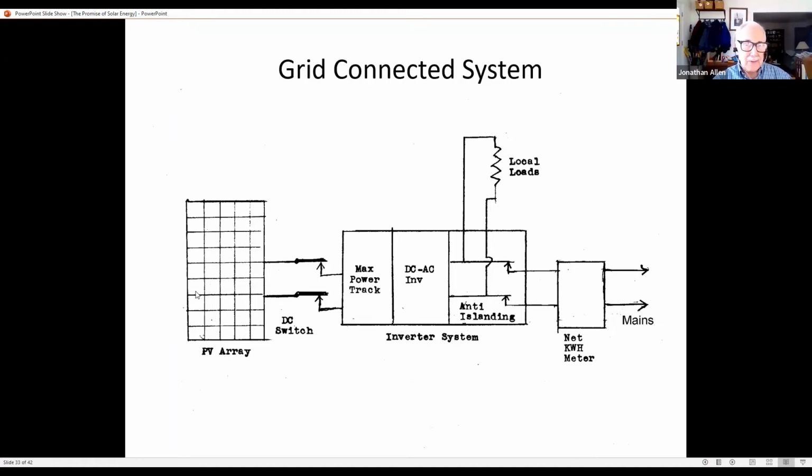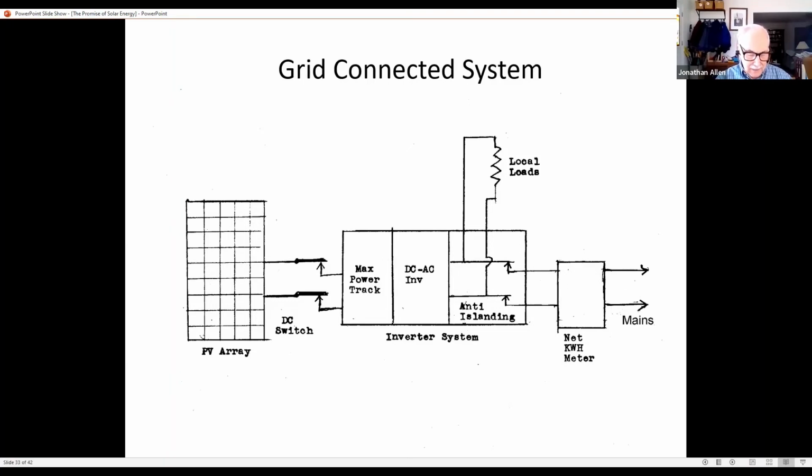Here we have our PV array. Once again, a switch is connected. That's important because in the daytime, you can't turn the darn thing off. You have to work on it. These voltages can be a little more than you'd like to feel. Your maximum power tracking, the DC to AC inverter, and now you have a thing called the anti-islanding circuit, which we'll get into, for your local loads within the house, and the net power meter. And by the way, most electric meters with the rotating disc in there, they'll go both ways. And here's your connection to the mains utility.